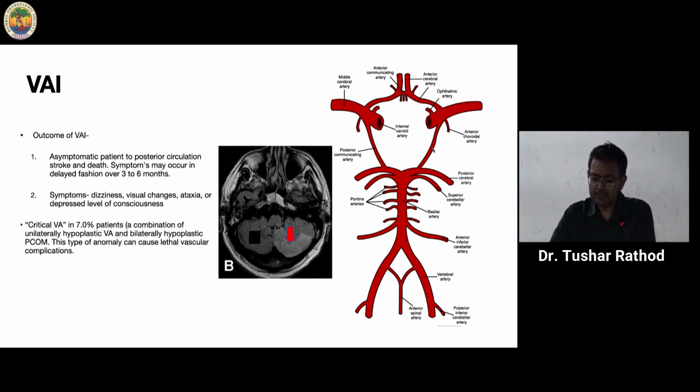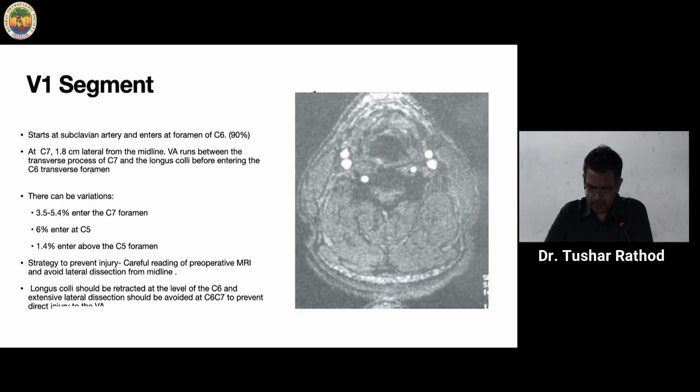The symptoms are usually all posterior circulation stroke symptoms: dizziness, visual changes, ataxia, loss of consciousness, and ultimately death. So coming to the first segment, how do we deal with each segment individually?